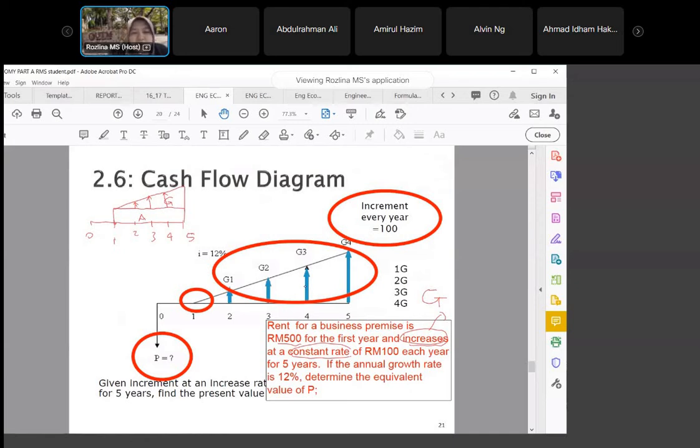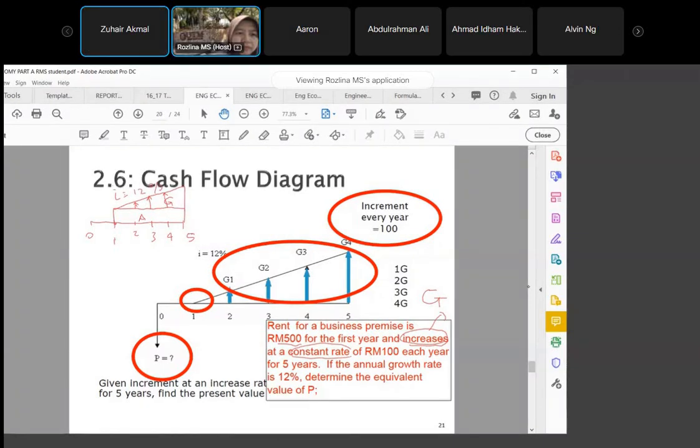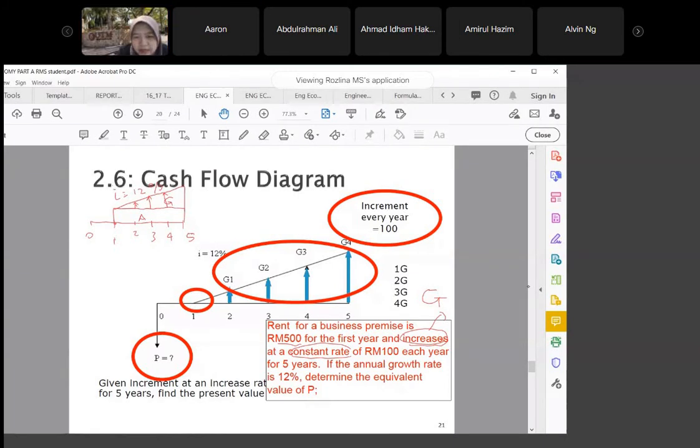Okay, so constant rate, it is a triangle. Okay, any question here? Doctor, I don't understand how the triangle and rectangle work. Okay, now we see 500 ringgit for the first year.